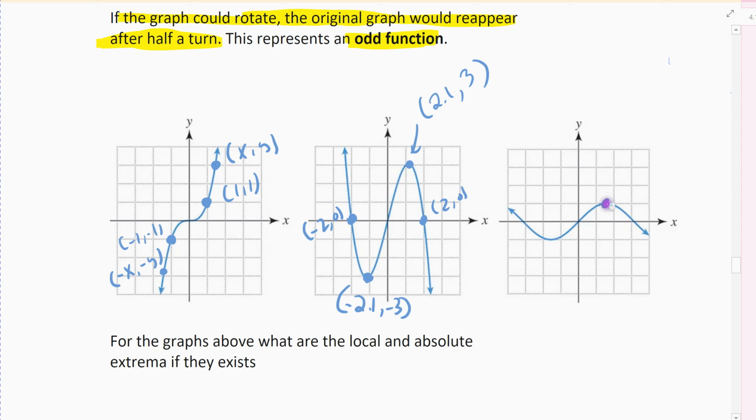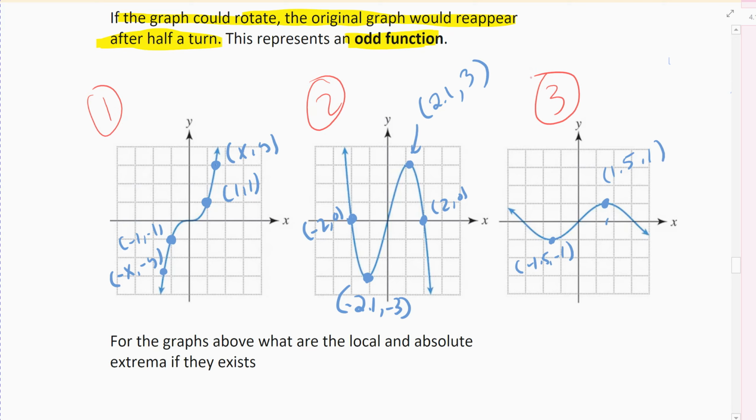If I pick a point here, again I'm going to pick the maximum, that looks like it's at 1.5, 1. It should have a matching negative 1.5, negative 1 on the other side, and it does. They're the exact opposite. That's what makes them odd functions. I'm going to do the same thing with this one as I did before. I'm going to label these graph 1, graph 2, graph 3, and those are my odd functions.